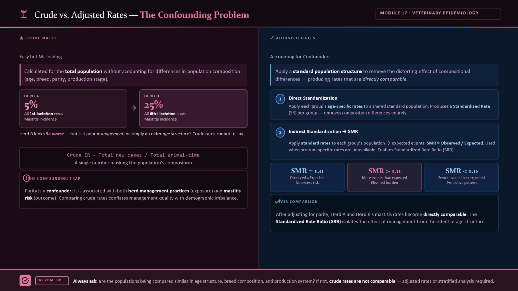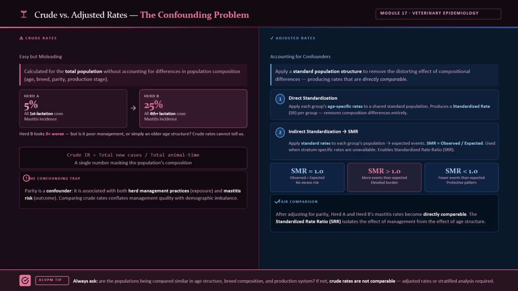Read the SMR like this. Equal to 1 means observed matches expected, no excess risk. Above 1 means more events than expected, an elevated burden. Below 1 means fewer than expected, a protective pattern. And once you've adjusted, the standardized rate ratio finally isolates the management effect from the age effect.